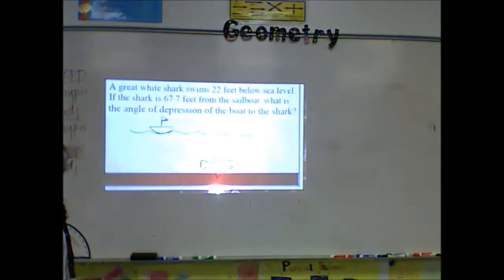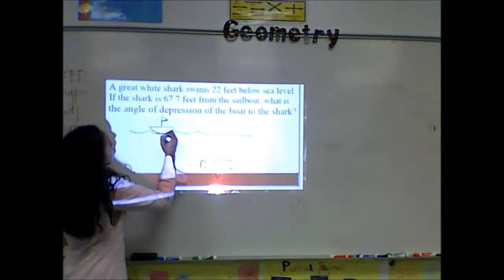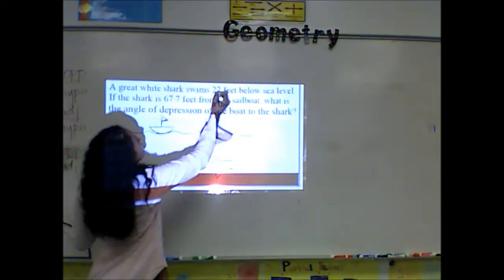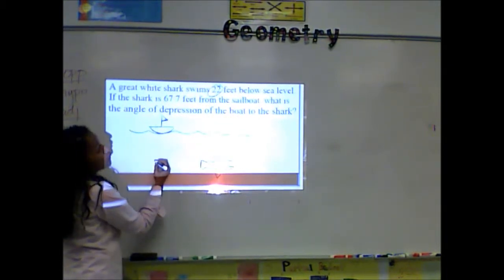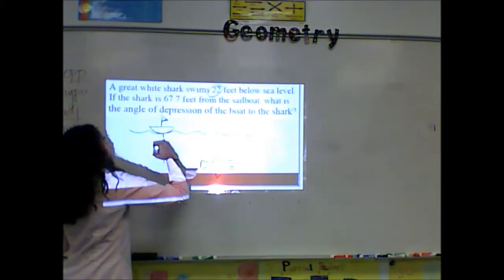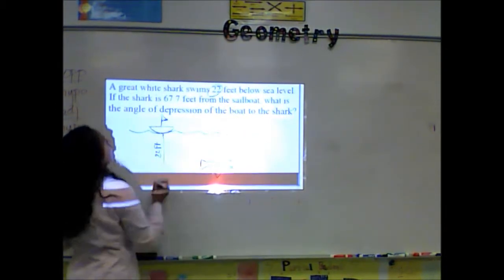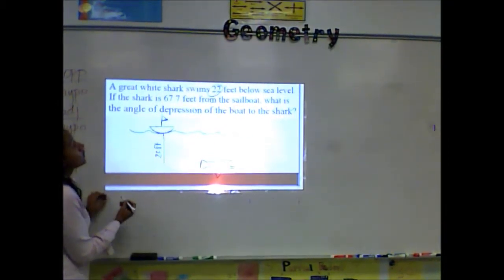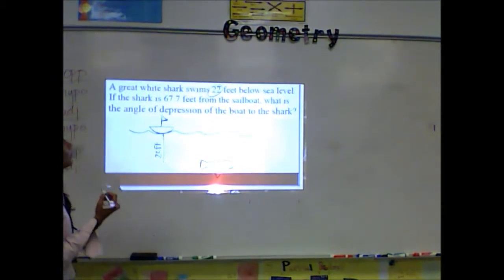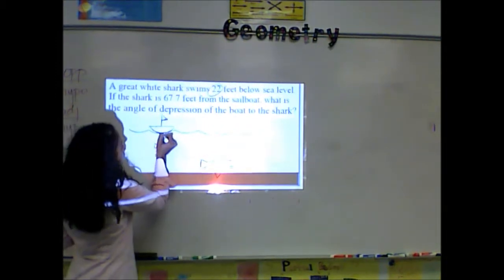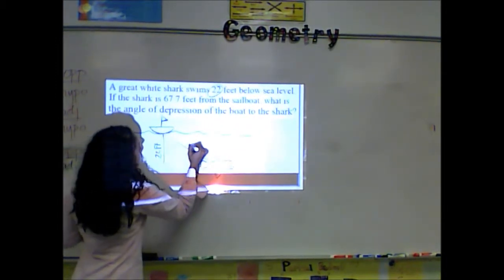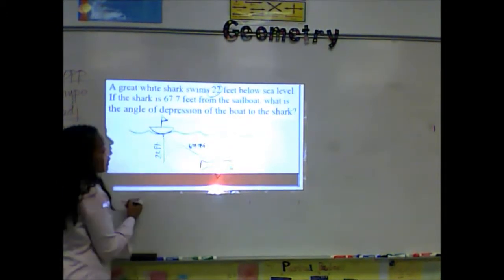Alright, so the shark is 67.7 feet from the sailboat. What is the angle of depression? We don't know the angle of depression. The shark is 22 feet below sea level, and he is 67.7 feet from the sailboat. Now, is that going to be the base of this triangle or the hypotenuse? The hypotenuse. Alright, so 67.7 feet, and we're looking for the angle of depression.